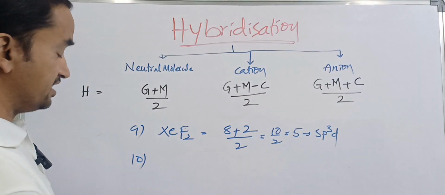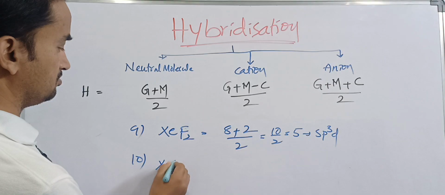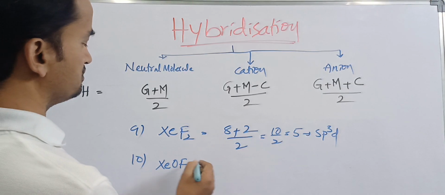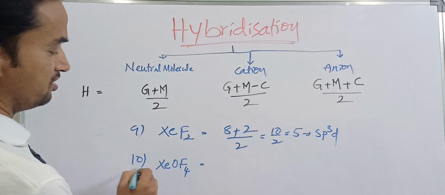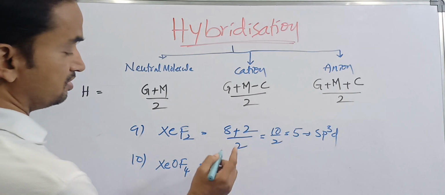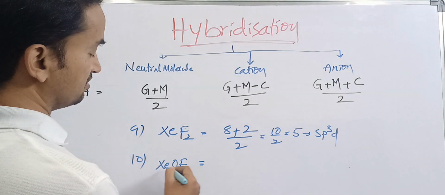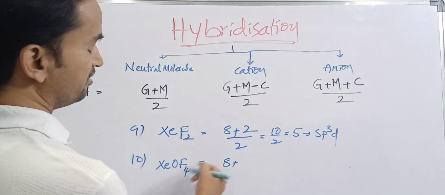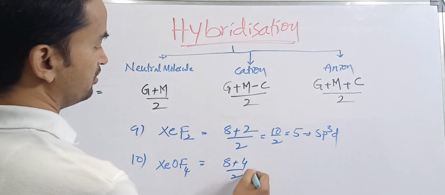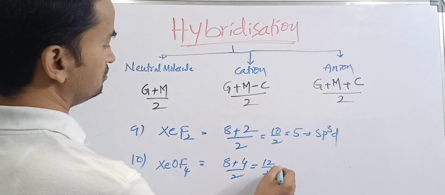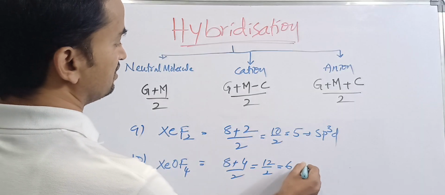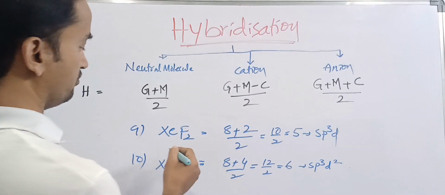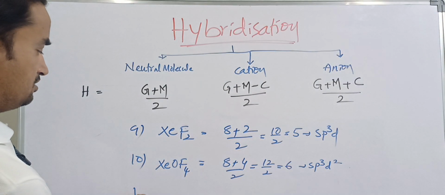Next one, XeOF4. Now you see here oxygen is there, fluorine is there, but here we have to remember only monovalent atoms are to be considered. So here again xenon, 8th group element, plus number of monovalent atoms are 4, divided by 2, that is 12 divided by 2, that is 6, nothing but sp3d2.